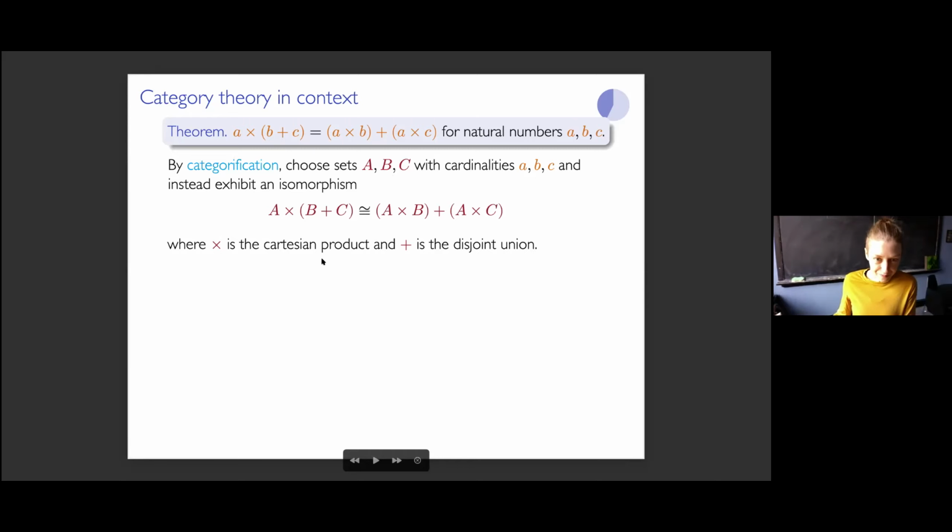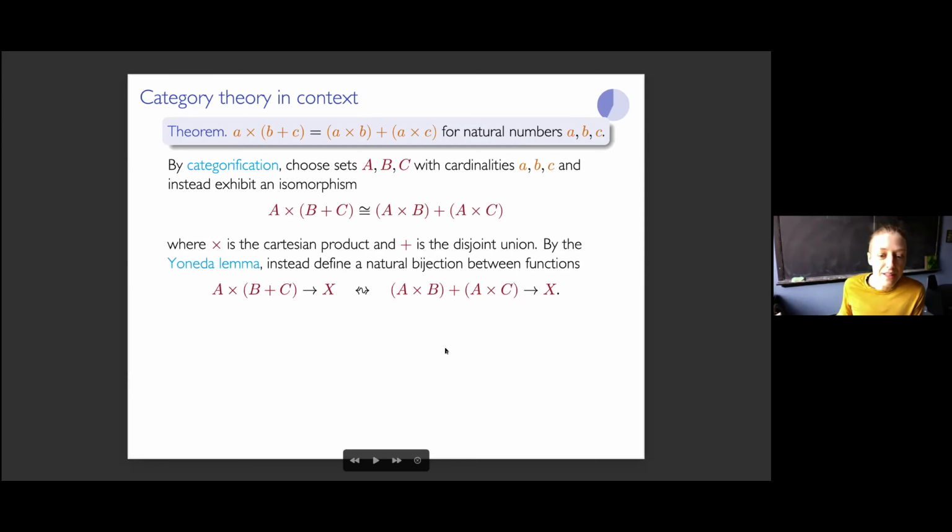And then if I reinterpret the symbol times as the Cartesian product and the symbol plus as the disjoint union, then this set on the left, the Cartesian product of A with the disjoint union of B plus C, is a set whose cardinality is a times (b plus c). And the set on the right, the disjoint union of the Cartesian product of A with B and A with C, is a set whose cardinality is a times b plus a times c. And so if I construct a bijection, an isomorphism between these sets, then I will have proven that relationship between natural numbers.